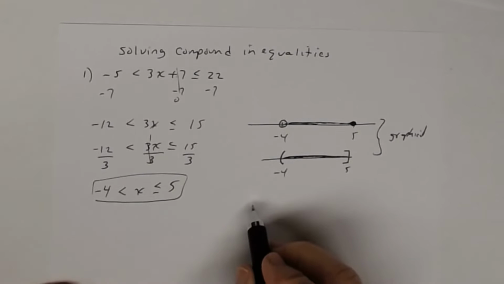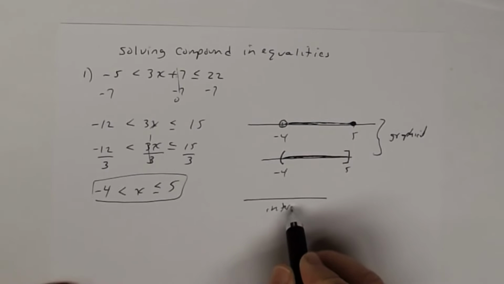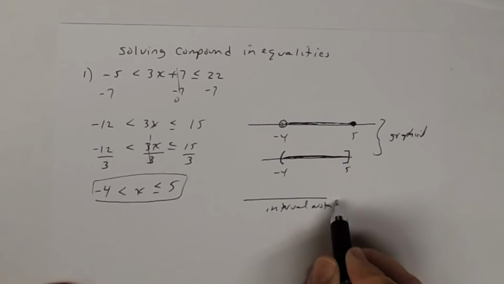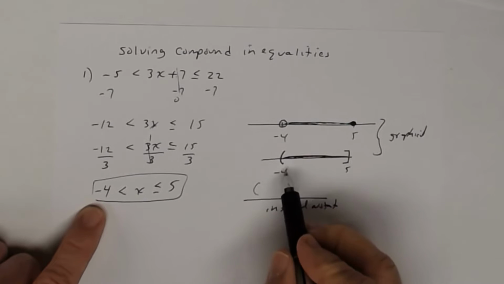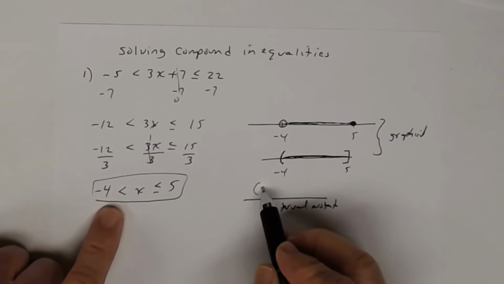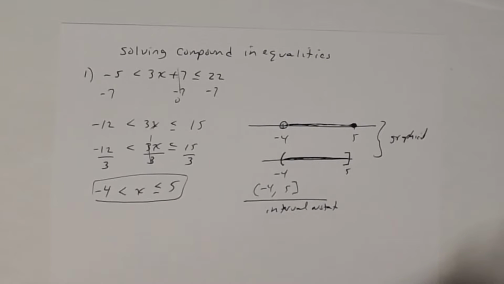All right, and then the interval notation. So for interval notation, you just read from left to right. So negative 4 parentheses, so it's basically this right here. Negative 4 parentheses all the way to 5 with a bracket. All right, so that's your interval notation.